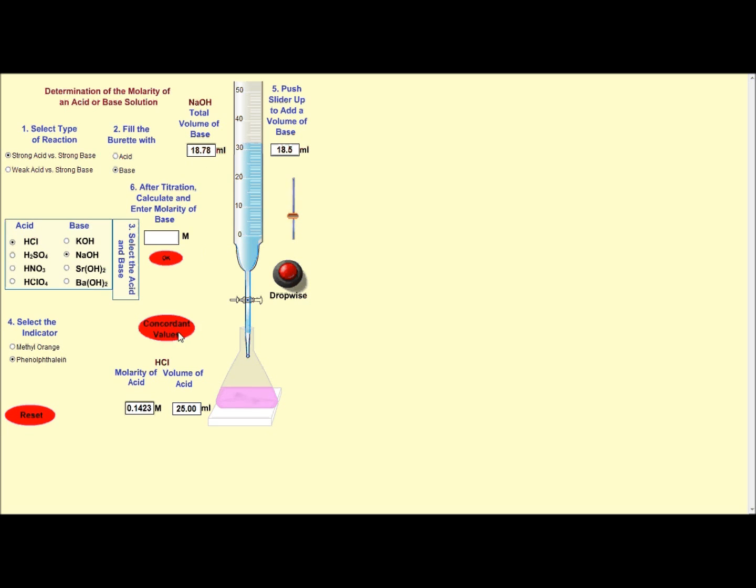So what I'm going to do here is hit concordant values. Basically what this says is let's empty out the beaker and get a new 25 mLs of acid, using the same molarity of the acid. So let's see if we can do that again. What was it, 18.42? So I'm going to put in about 17. There we go, 17.